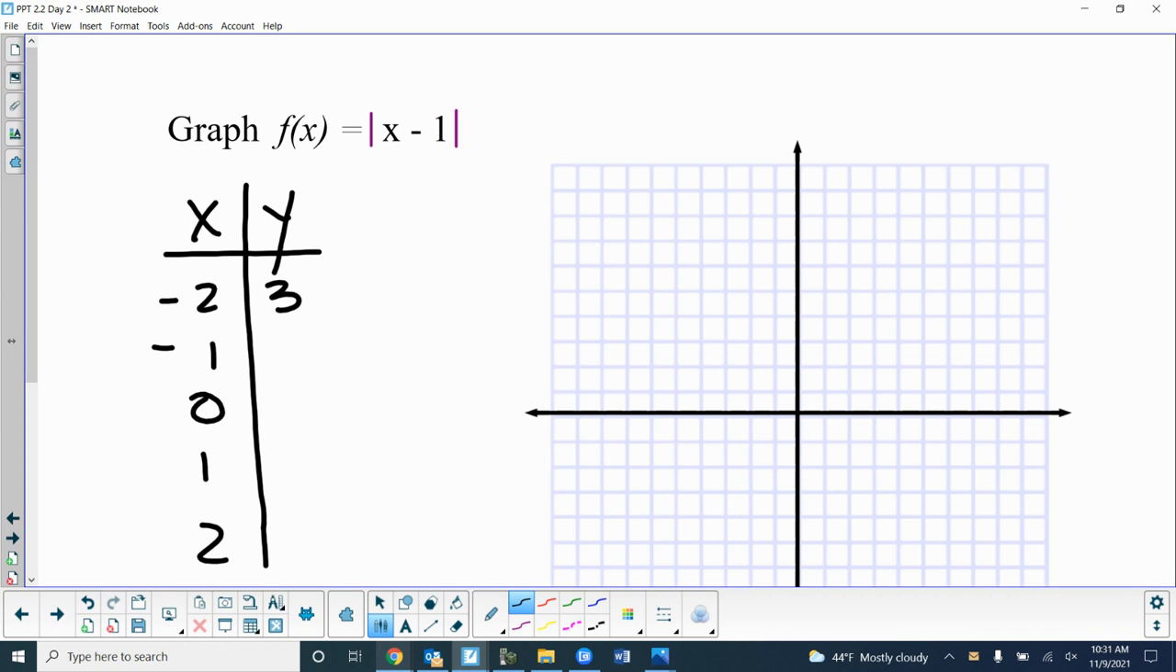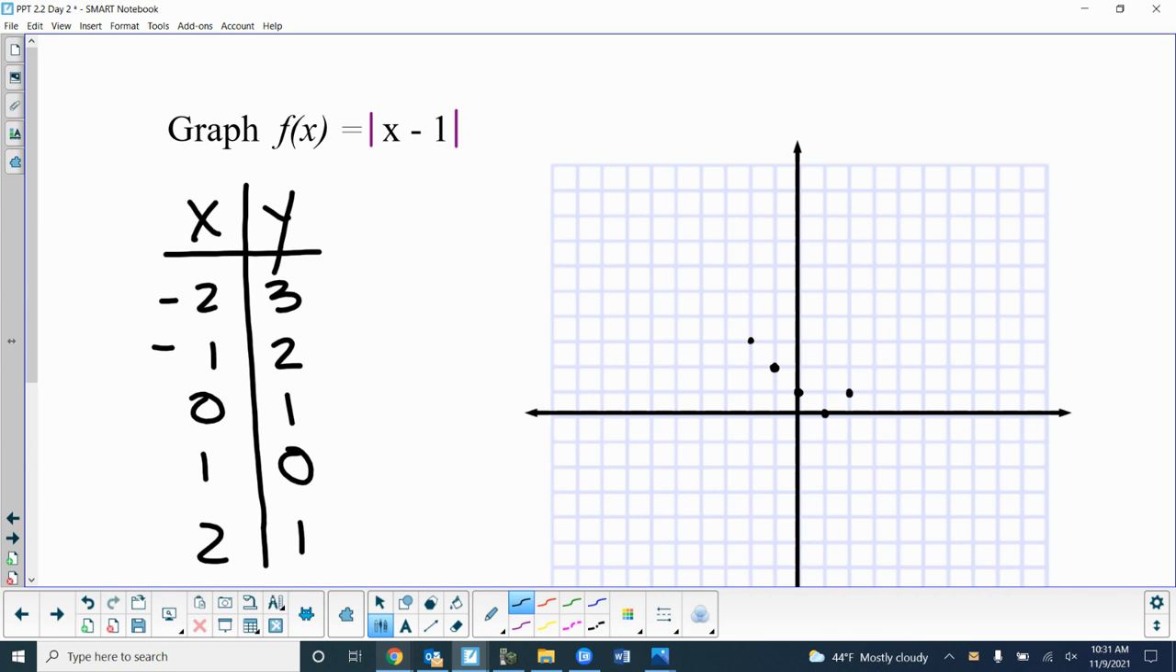-2. What's the absolute value? 2. What's 0 minus 1? -1. What's the absolute value? 1. What's 1 minus 1? 0. What's the absolute value? 0. What's 2 minus 1? 1. What's the absolute value? 1. Okay? So there's some points. -2, 3. -1, 2. 0, 1. 1, 0, and 2, 1.